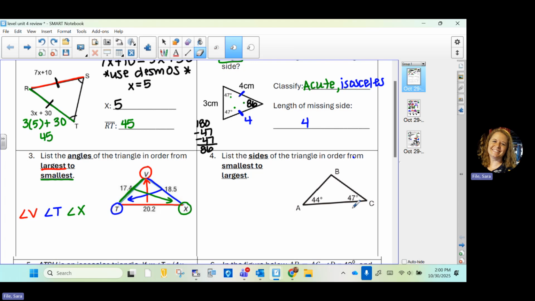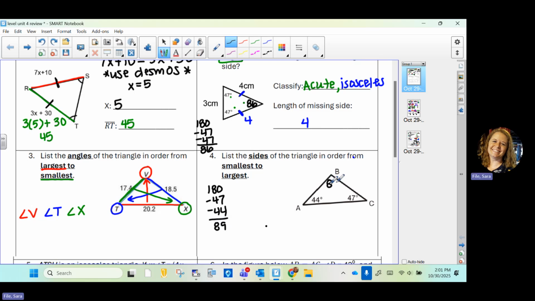Okay. Now, number 4 is similar, but instead of giving us the side lengths and asking to order the angles, they're giving angles and asking us to order sides. But it's the same concept, except we're missing the third angle. How can I find the third angle to start? Can I do the same thing I did on number 2 when I knew 2 angles and I needed the third? I'm going to take these and I can either add them together, then subtract that from 180, or I can just say 180 minus 44 and minus 47 and see what's left for that third side. And so that's 89.